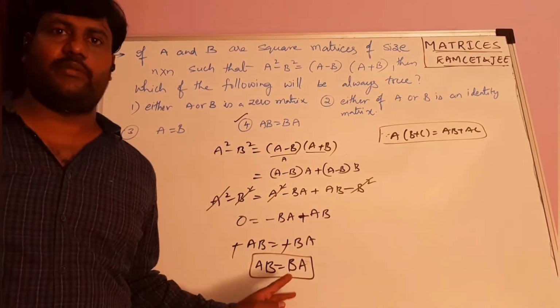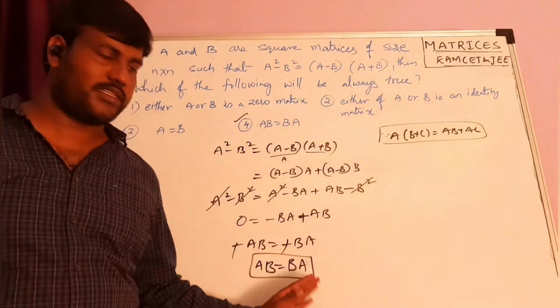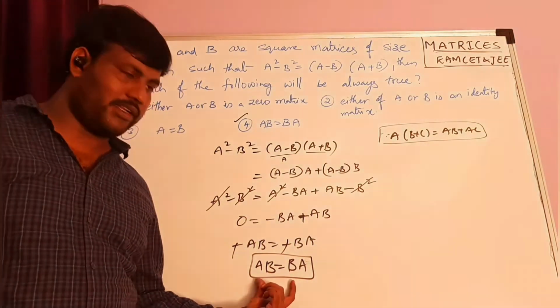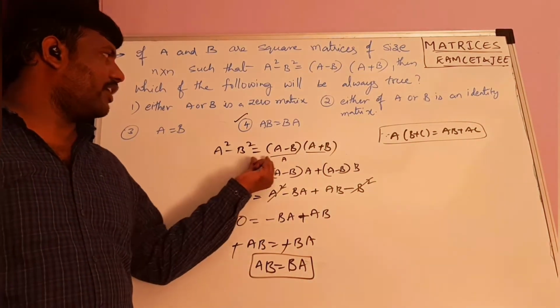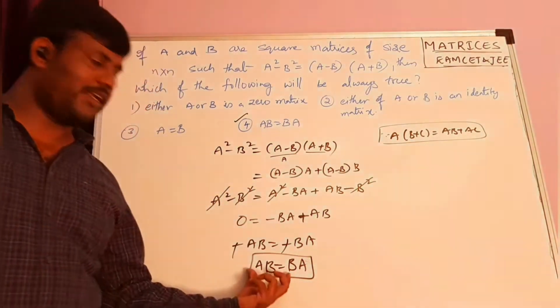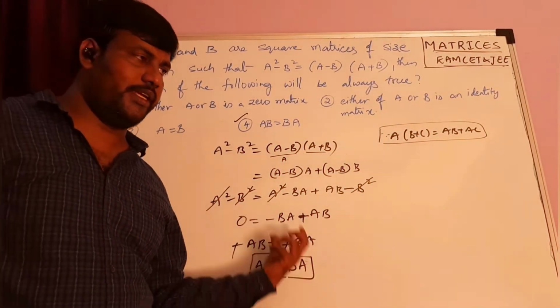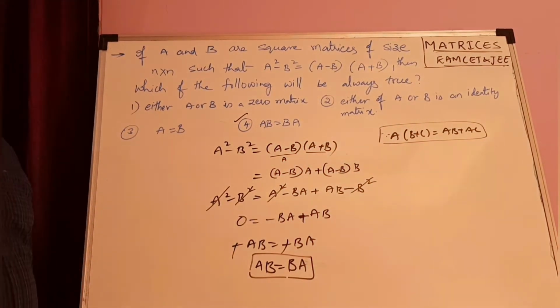We also know the commutative property: the product of matrices is not always commutative, but in this situation, with the equation A square minus B square equal to (A minus B) into (A plus B), it is also commutative, AB equal to BA. This is the answer for this. Okay students, go down.